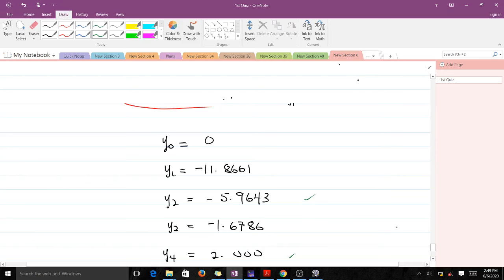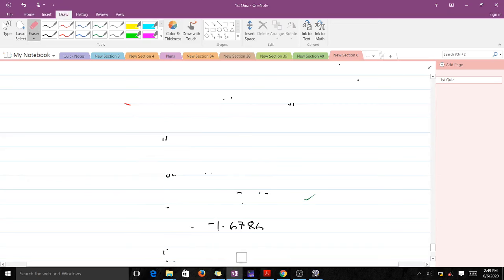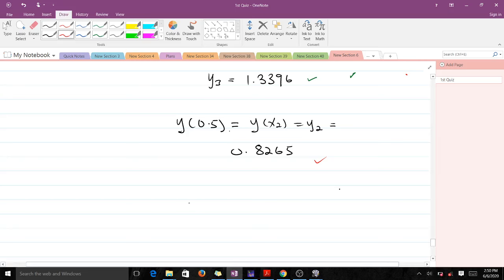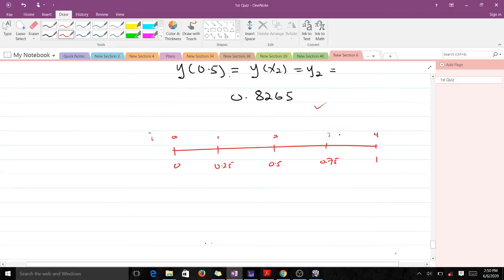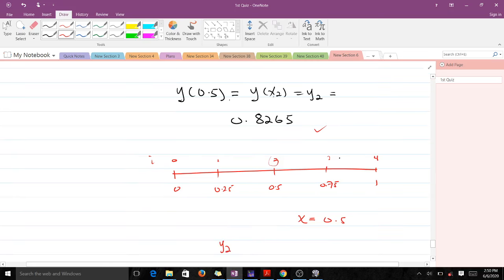So let me show you something here. Remember the question said we were supposed to... so we had x between this interval 0 to 1, and it was divided into 4. This was 0.25, this was 0.5, this was 0.75, and this was i equals 0, 1, 2, 3, 4. The question said we should find the value for y at x equals 0.5, and that happens to be i equals 2 here. So that happens to be y2. So that means that at x equals 0.5, our y value is going to be 0.8265. That happens to be the solution to the question.